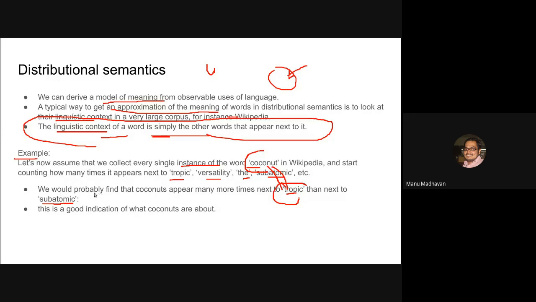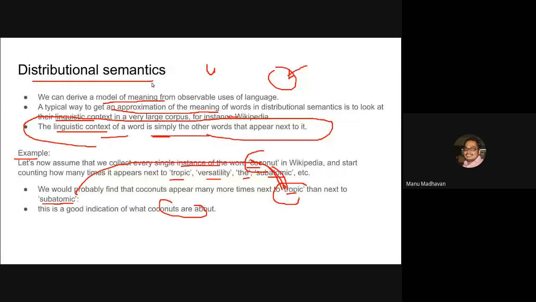This gives an indication of what coconut is about. It is not related to subatomic, it is related to tropic. That is the kind of information we get. We can say the distance between coconut and tropic is very small compared to the distance between coconut and subatomic. This kind of computation is the basic idea of distributional semantics.